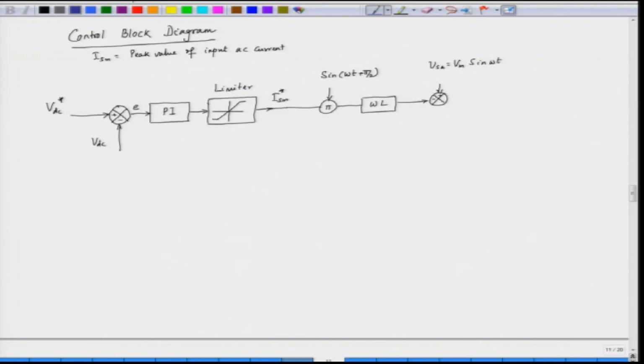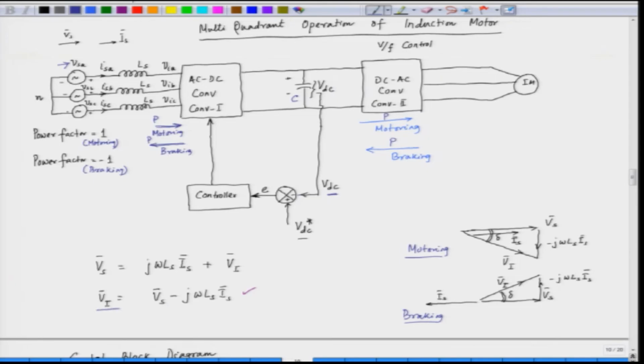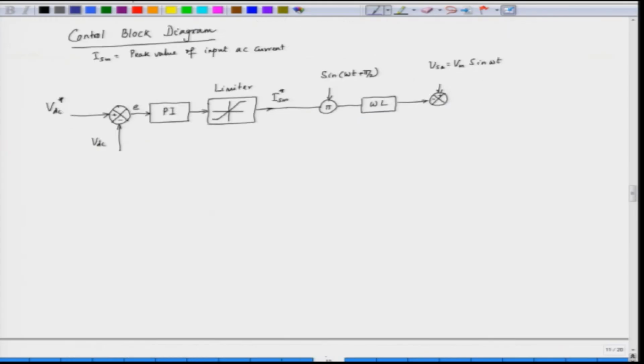So, we are basically trying to realize this equation: Vs minus j omega Ls Is is Vi. Vi is the inverter output voltage here, the first stage. In this case, the output here is phase A. Since we have 3 phases, we have to have 3 different controls. So, this is VIA, the phase voltage reference of the inverter.